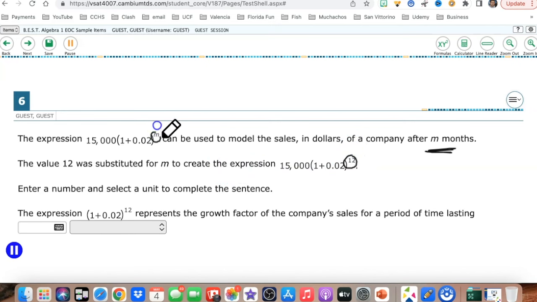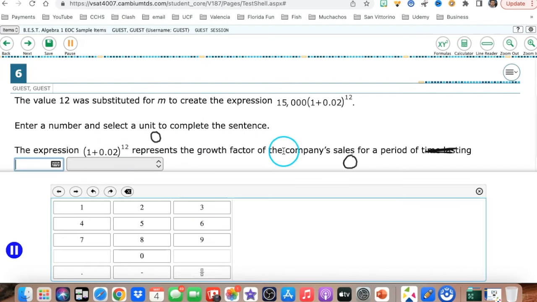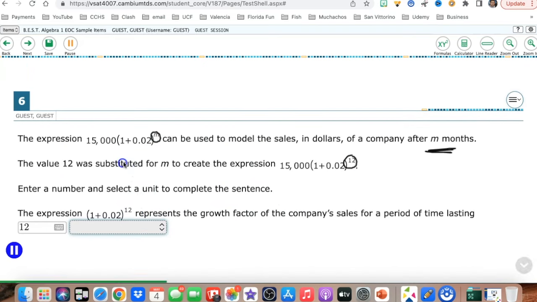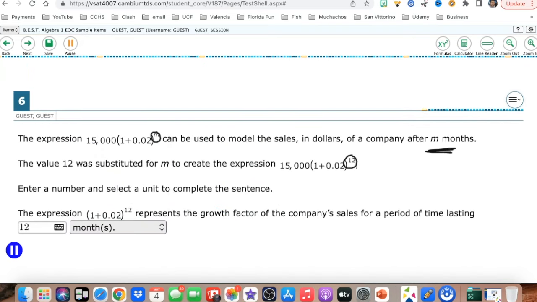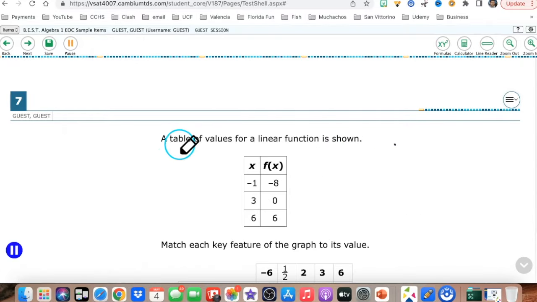What's m? Months. Enter a number and select a unit to complete the sentence. The expression represents the growth factor of the company's sales for a period of time lasting. So m is 12 months.